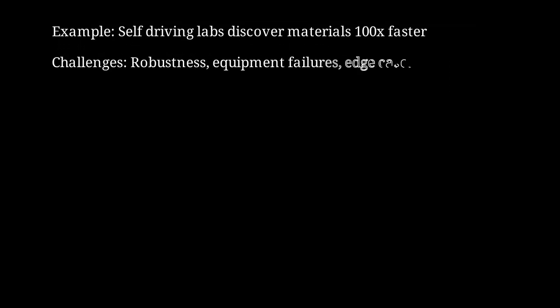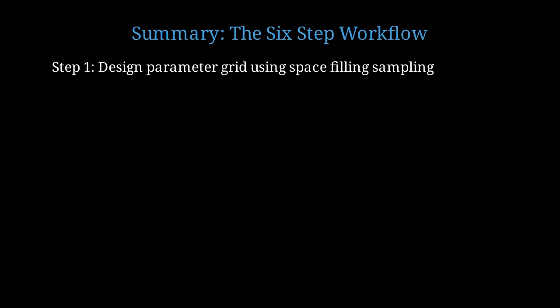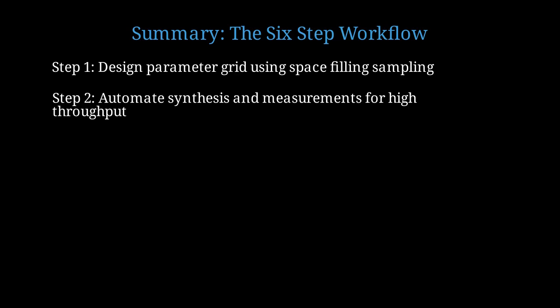However, challenges remain. These systems must be extremely robust to equipment failures, they need to handle edge cases gracefully, and they require sophisticated error detection and recovery mechanisms. Let me summarize the 6-step workflow we've covered today. Step 1. Design your parameter grid using Latin hypercube sampling or other space-filling methods to efficiently cover the search space. Step 2. Automate your synthesis and measurement pipeline to achieve high throughput, aiming for at least 10 to 100 times speed-up over manual methods.